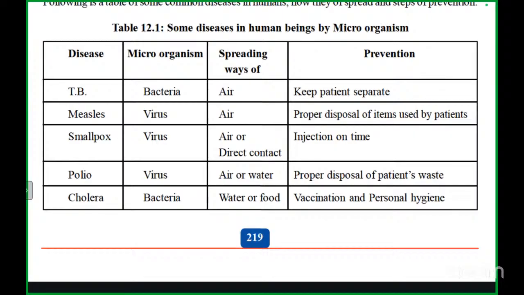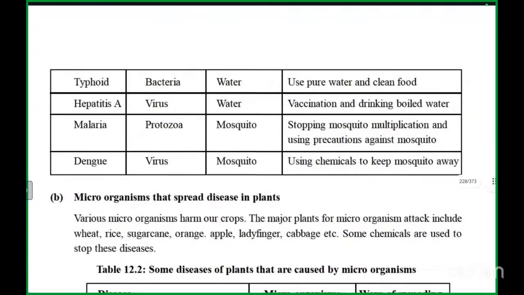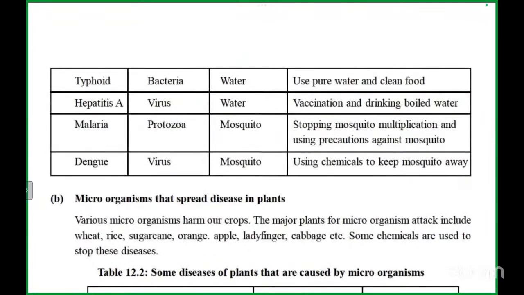Polio is also caused by a virus and spreads through air or water. Prevention is proper disposal of the patient's waste. Then cholera is caused by bacteria and spreads through water or food. Prevention is you have to take a vaccine and maintain good personal hygiene. Typhoid is caused by bacteria through water, and prevention is you can use pure water and clean food.